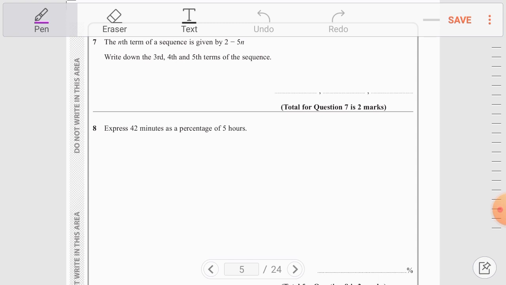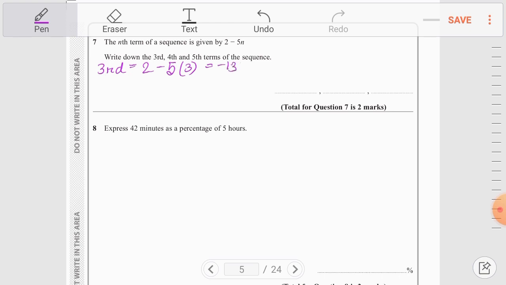For each consecutive term, the n would be that term. Like for the third term, the value for n will be 3. So third term is 2 minus 5, as we have already said that the value of n would be 3 for the third term. So we are going to write 3 on n's place, and this gives you negative 13.